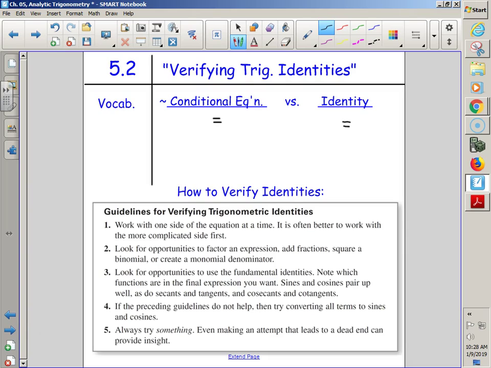Just looking at the English, the vocab, what do you think is the difference between a conditional equation versus an identity? That is a difference, right? But think about the meaning of the words. Both of them have equals. We could actually call them both equations. Come on, my grammarians, my vocab people. English, conditional.